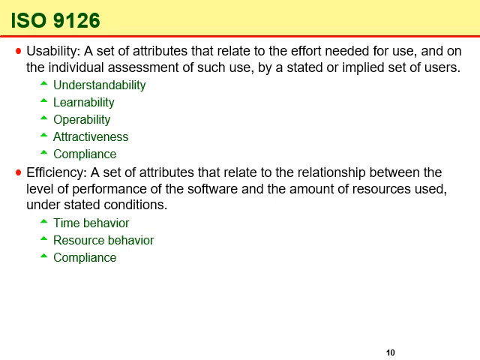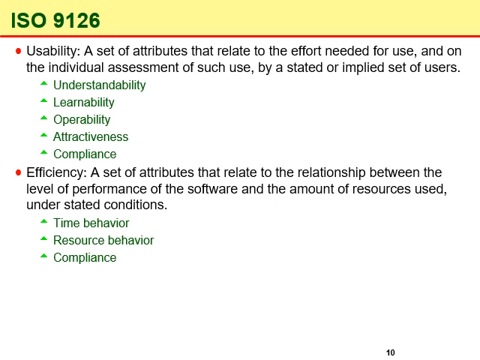Then the next factor is efficiency, which refers to a set of attributes that relate to the relationship between the level of performance of the software and the amount of resources used under stated conditions. And efficiency has several sub-factors that include time behavior, resource behavior, and compliance.